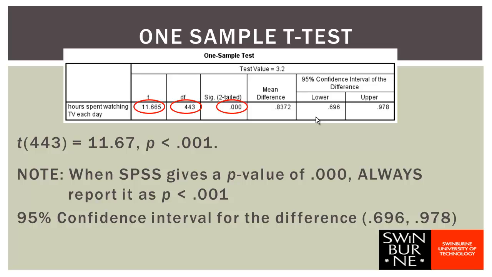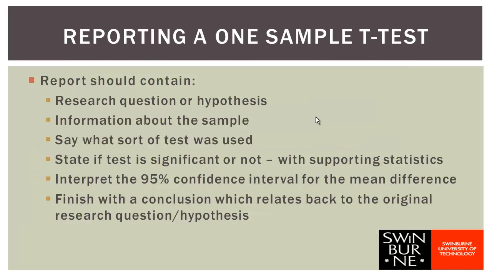If you look at those figures carefully, 0.7 hours more than 3.2 hours would be the 3.9 hours, and 1 hour more than 3.2 hours would be the 4.2 hours that we got in our first confidence interval. So these are just two different ways of expressing the same information. So let's have a look at how we go about writing a report on the one sample t-test.